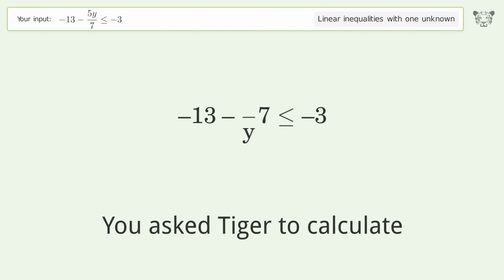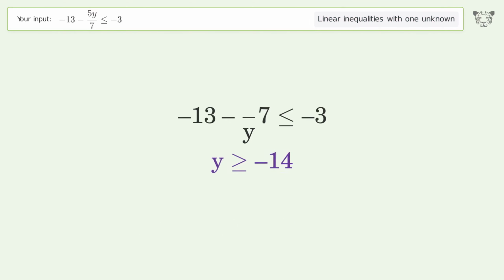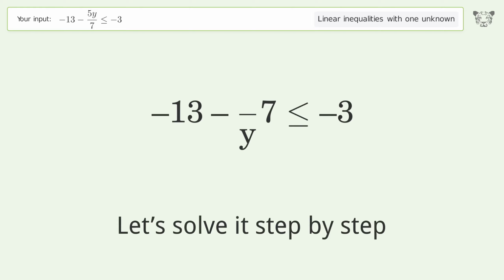You ask Tiger to calculate. This deals with linear inequalities with one unknown. The final result is y equal or greater than -14. Let's solve it step by step.